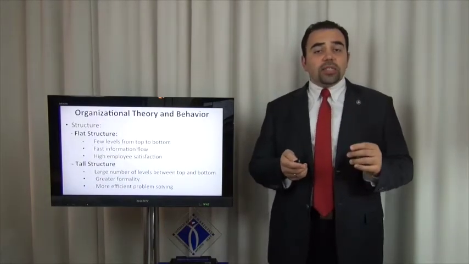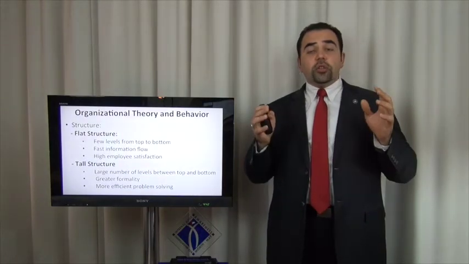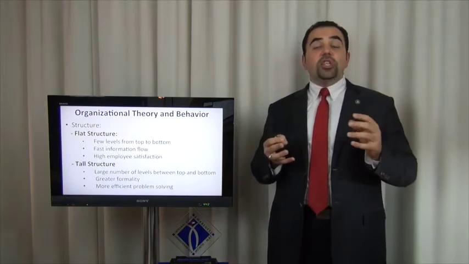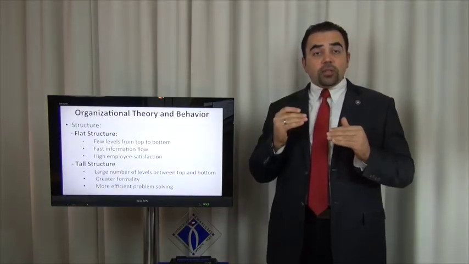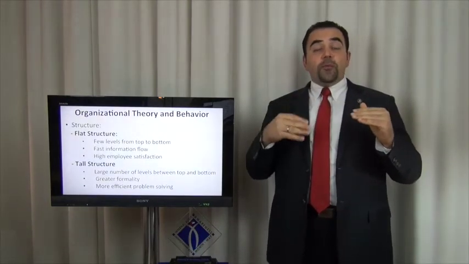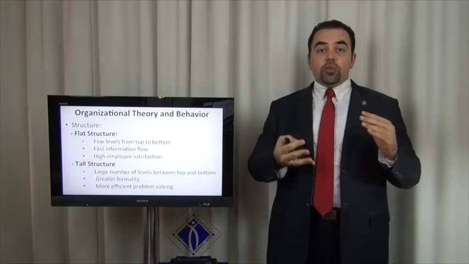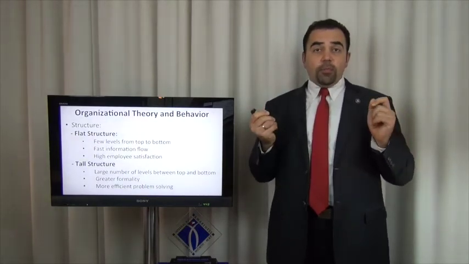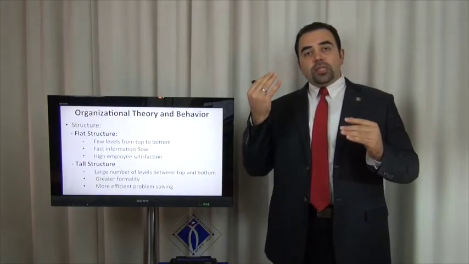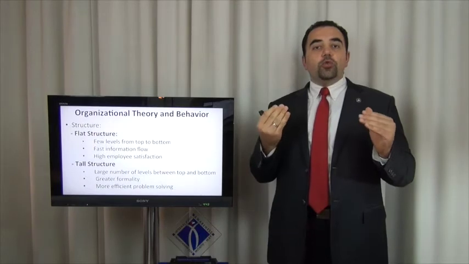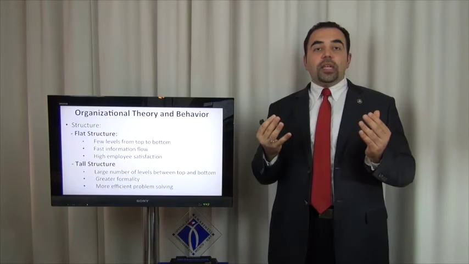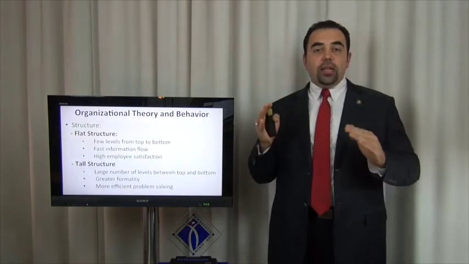Now, when we look at the structures inside the organization, we say organizational theory and behavior is based on understanding the structure. We have flat structure. Flat structure, we have few levels. So in that way, it's a very flat structure, few levels from top to bottom. Fast flow of information, of course, because the information can move very quickly, and high performance satisfaction. It's not like it's you and there are 50 levels to reach the CEO. It's you and there are 3-4 levels to reach the CEO. So in that way, it's a very nice environment inside the organization because the hierarchy is less.